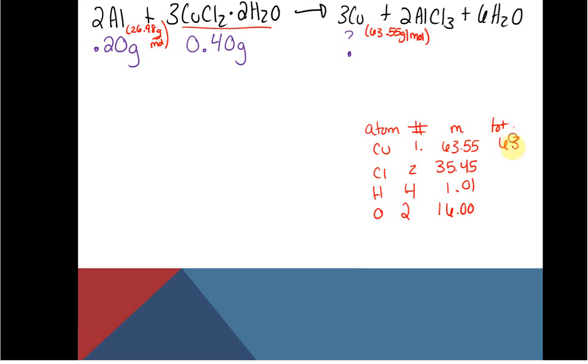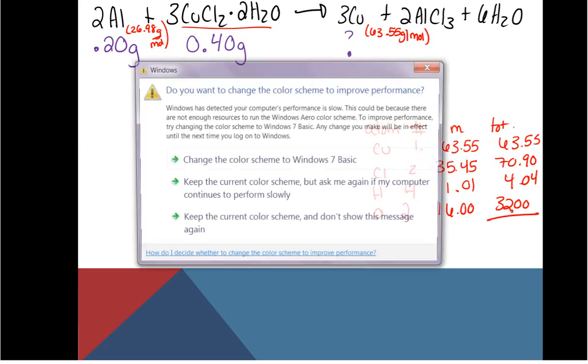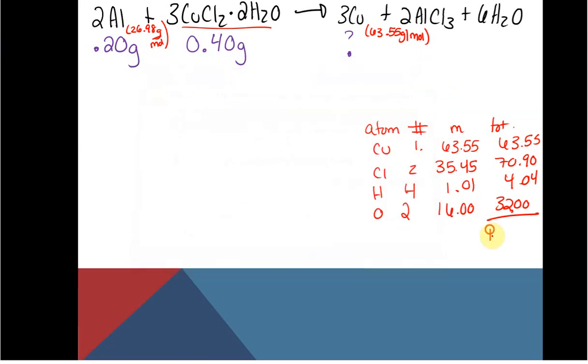So overall, we have 63.55, 70.90, 4.04, and 32. So in your calculator, you can add all of these together, and you should get 63.55 plus 70.90 plus 4.04 plus 32 should give you something like 170.49 grams per mole. So I'm just going to write that up here.